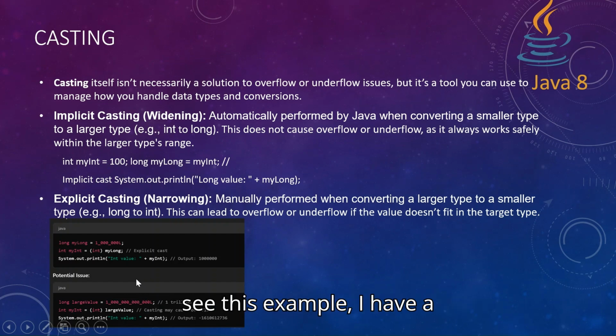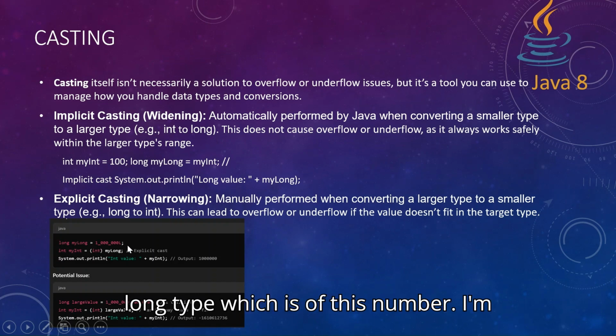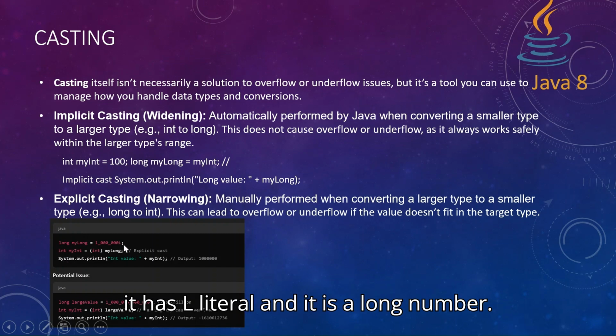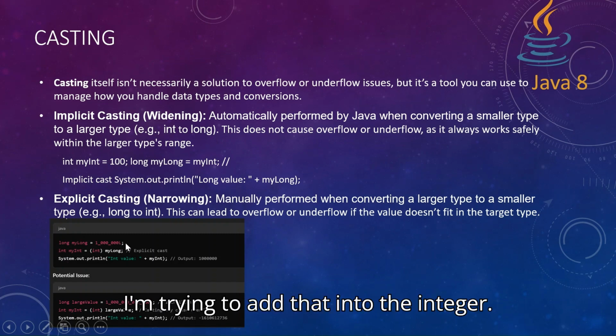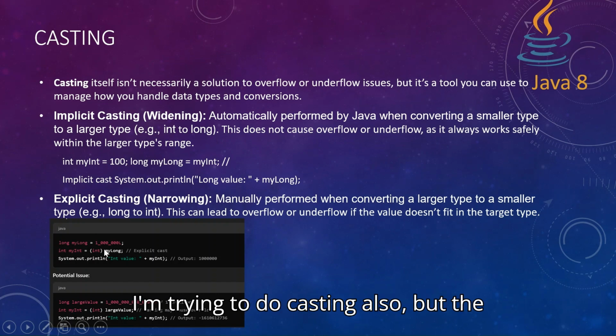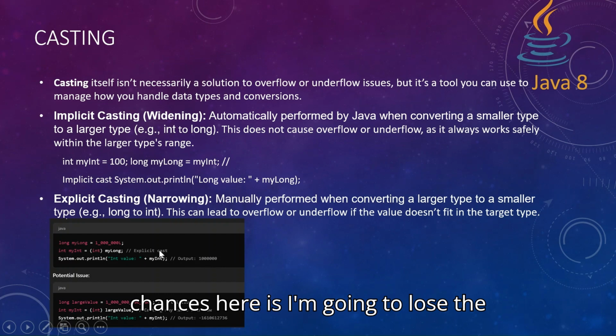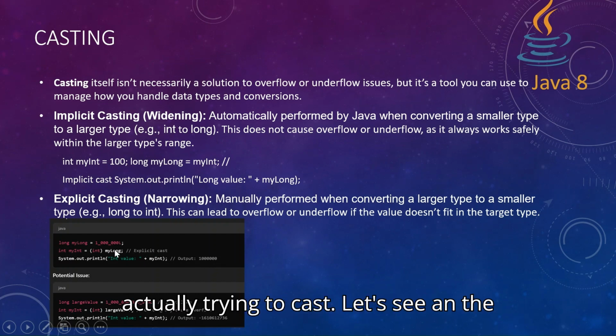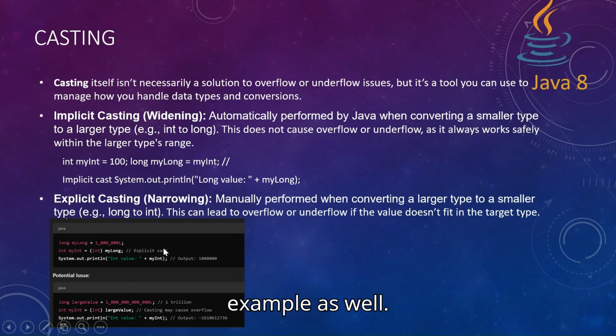Whereas here, if you see this example, I have a long type which is of this number. I'm trying to put this number, since it has the L literal and it is a long number, into the integer. I'm trying to do casting also, but the chances here are I'm going to lose the value of the number that I'm actually trying to cast. Let's see the example as well.